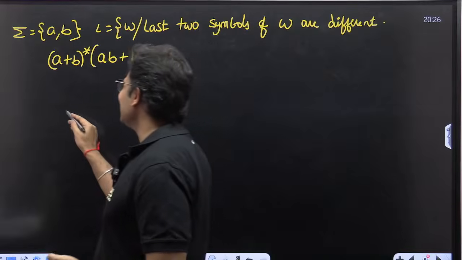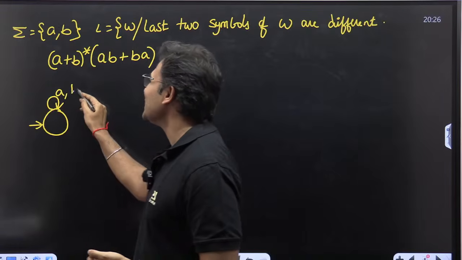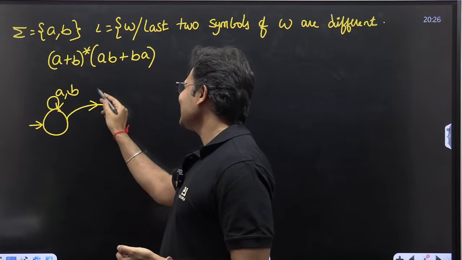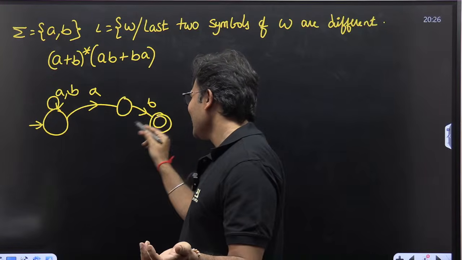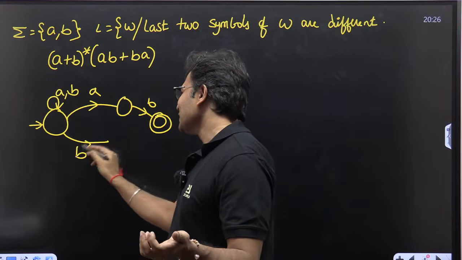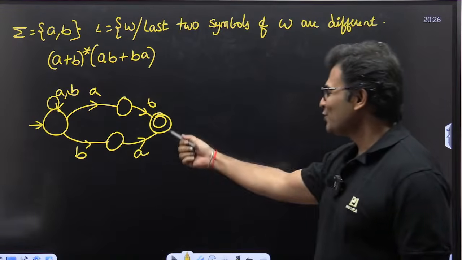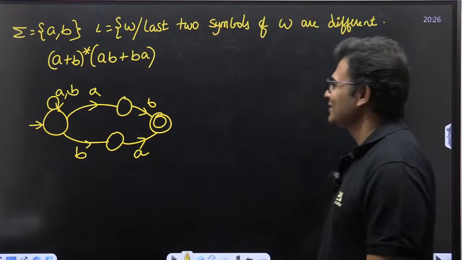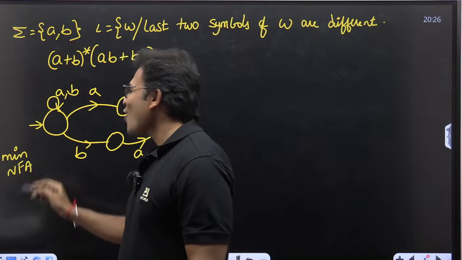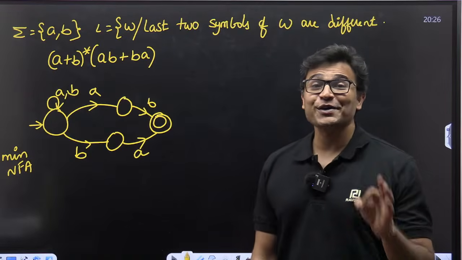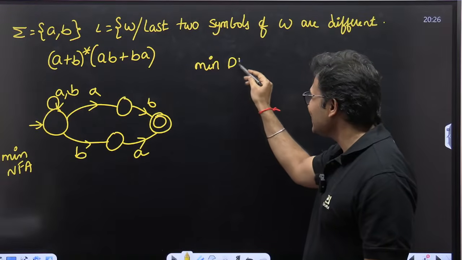Why? See, how is the NFA going to look? Initially there can be anything, A comma B, and it has to end with AB or BA. Simple. If I do it, you will say it is very simple. I make things very simple. Okay, fine. Now you know this is the minimal NFA, right? Now what about the minimal DFA, guys? There lies the challenge of the minimal DFA.